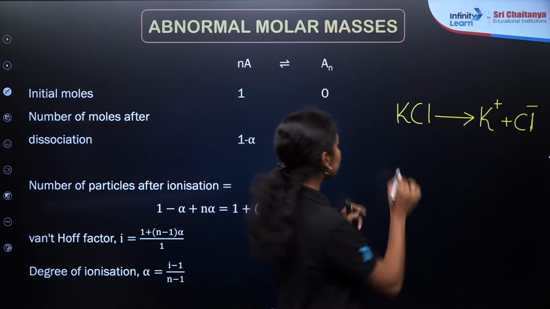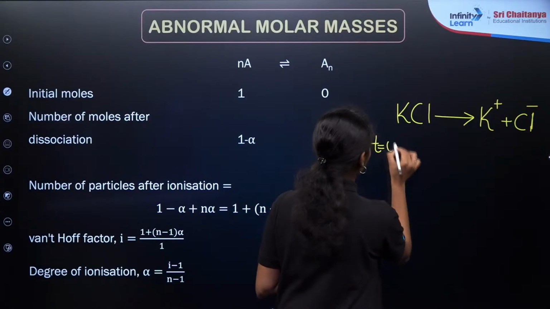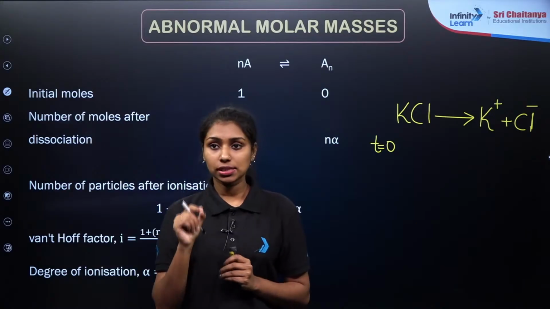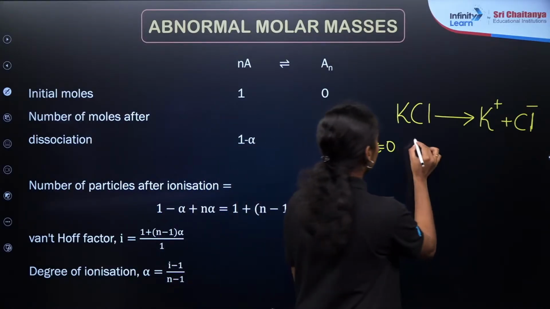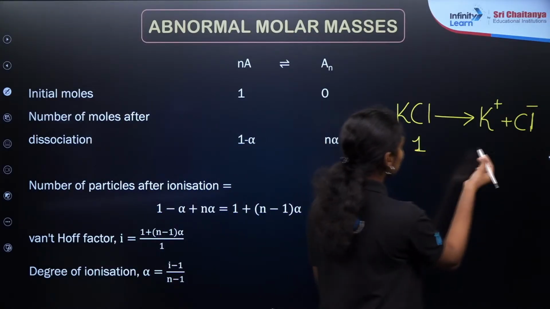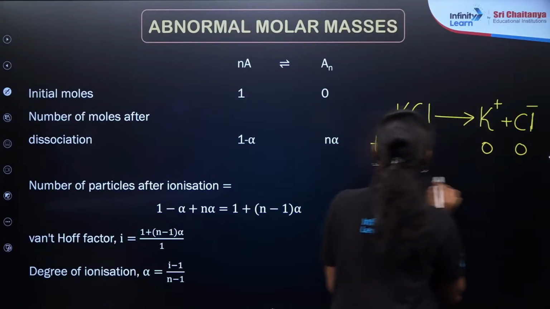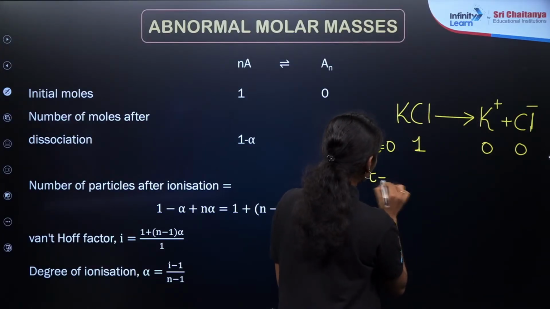If I am taking the initial condition, for example at T equal to 0, the complete concentration or the number of moles will be 1. Initially it will be 1. Finally, for the ions, it will be 0, 0 initially. Then, at equilibrium, or T equal to a definite time.